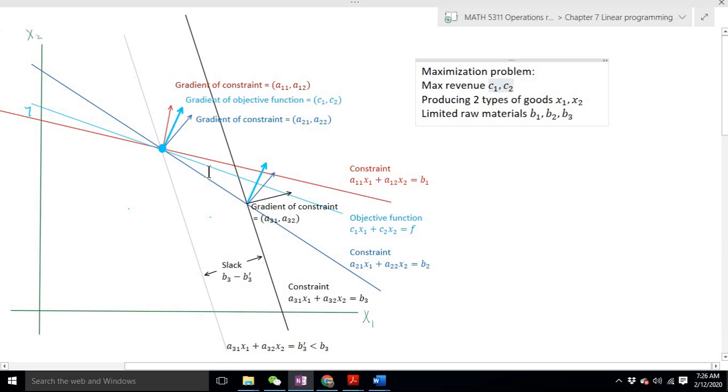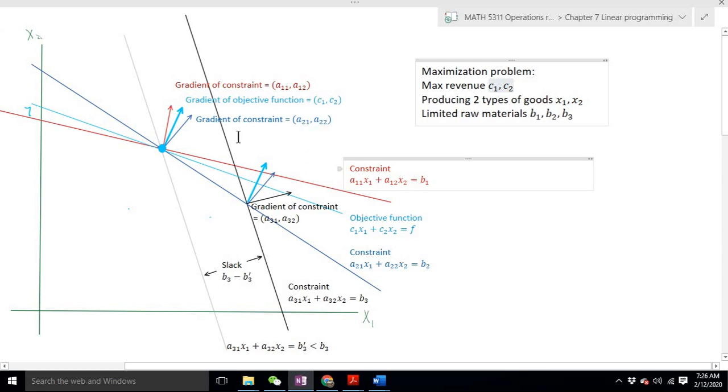The other way of thinking about gradient is it's the vector of derivatives. If I take the derivative of the constraint with respect to x1, then that's a11. If I take the derivative with respect to x2, that's a12. a11, a12 is exactly this perpendicular vector that's perpendicular to the constraint. So you can think of the gradient as the maximal rate of change. If I go in this direction, then I'm going to maximize the rate of change of B1.